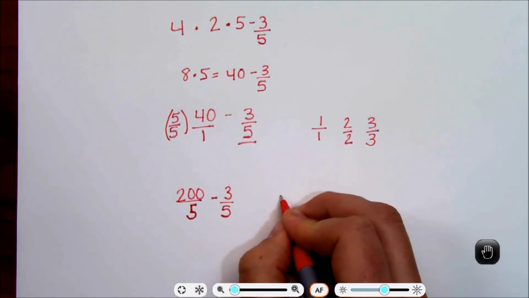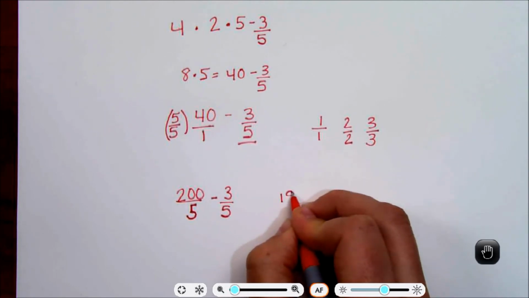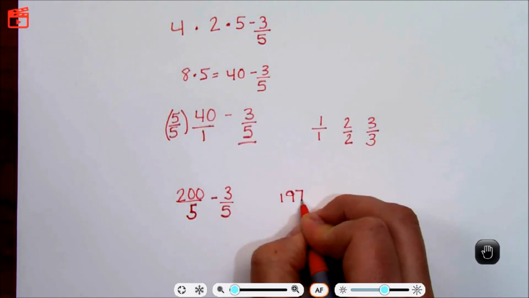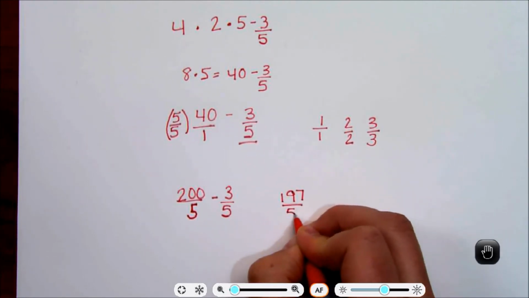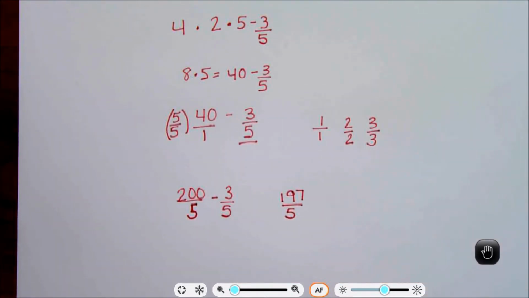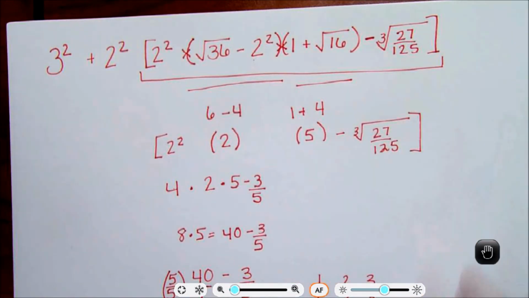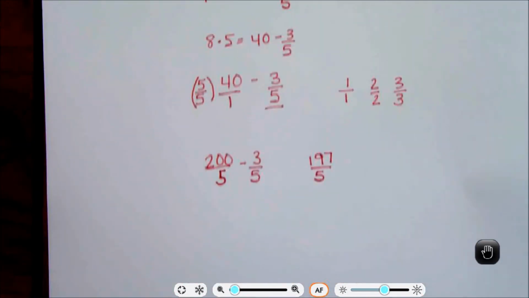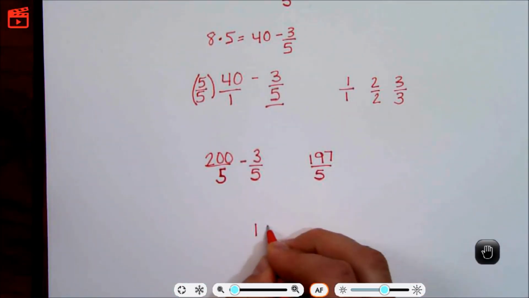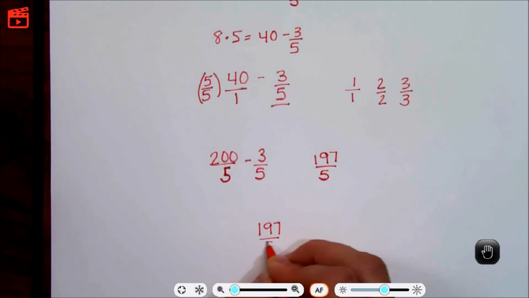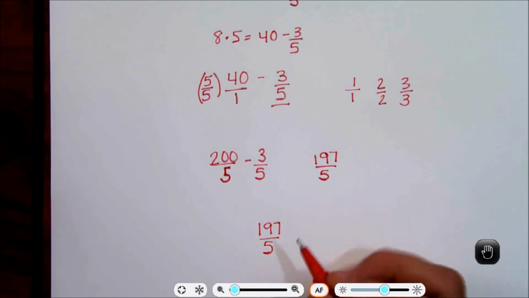200 minus 3 is 197 over 5. That is the answer for our bracket. We simplified that bracket. We solved the bracket, so it's 197 over 5. But we didn't finish the whole problem.